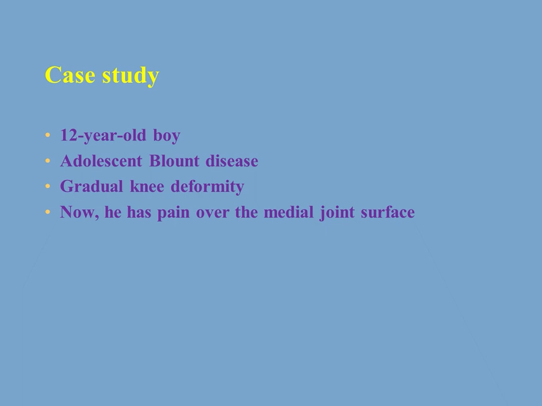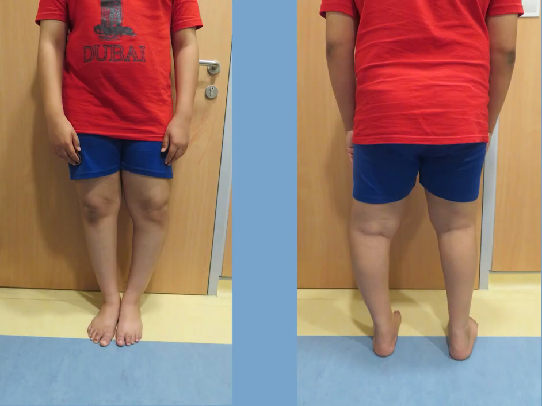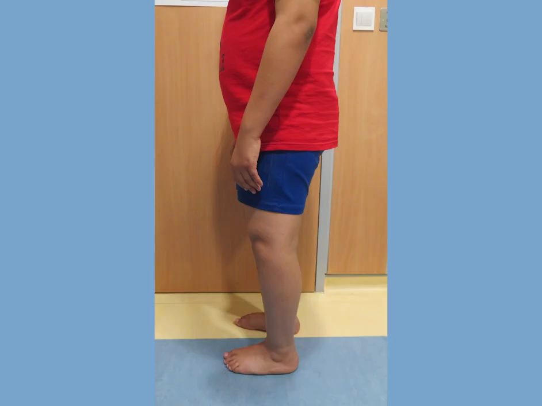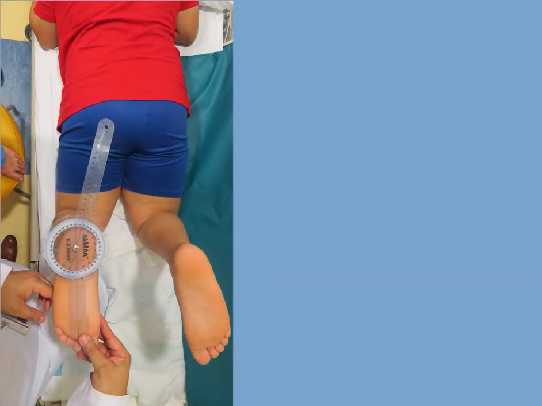He had a gradual knee deformity and now he has pain of the medial joint surface line. This is a clinical photograph from the front and from the back, showing genu varum of around 30 degrees on the left side. And this is his clinical photograph from the side, and you can see there's some element of flexion deformity at the knee.